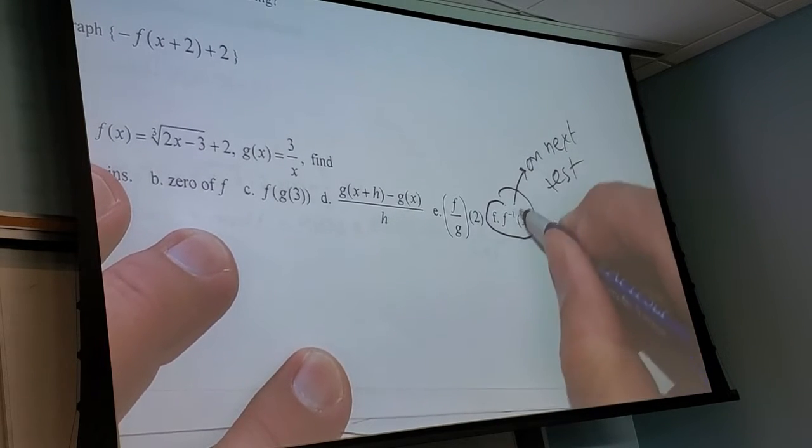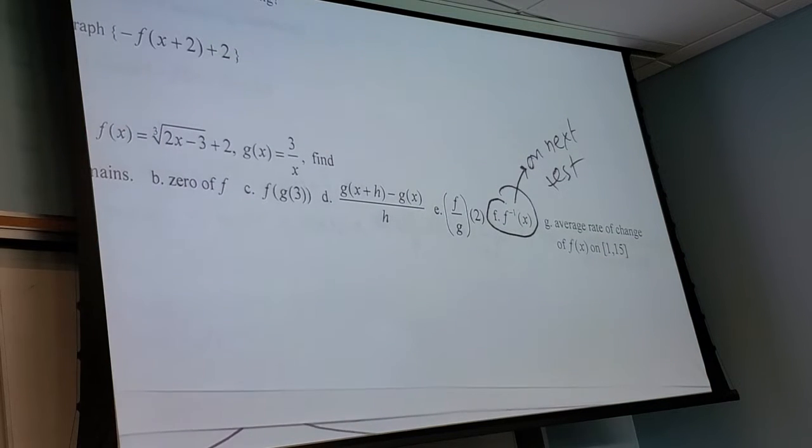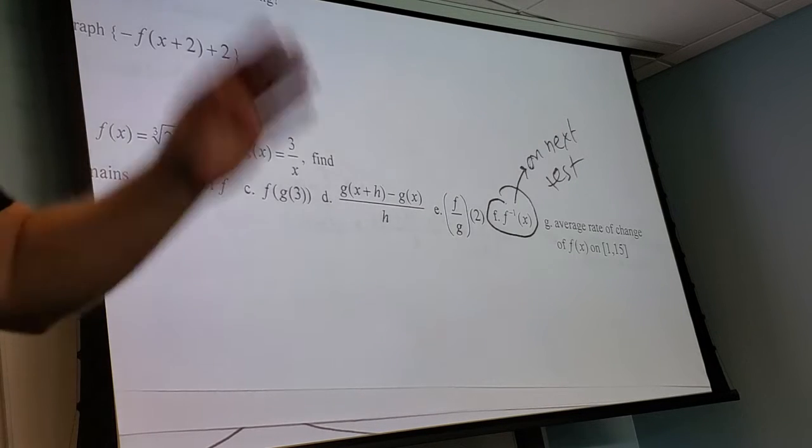Anybody know what that reference is? That negative 1 power? It's not a negative 1 power. Anyone know what that symbol means? F to the negative 1. Inverse. Inverse. And that section we haven't gotten to yet. That's going to be on the next test.